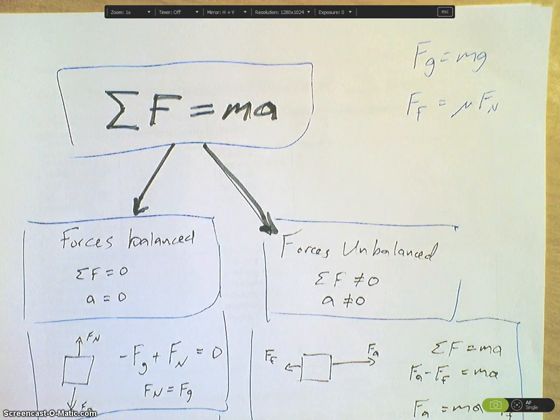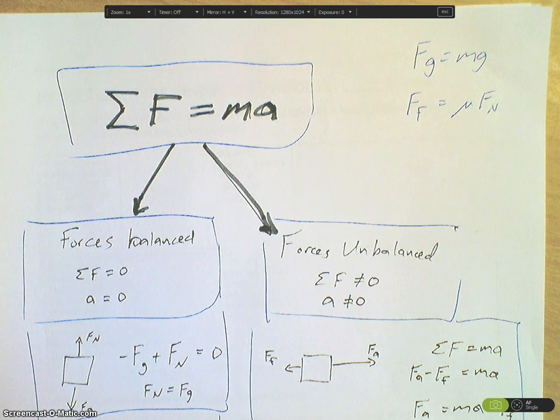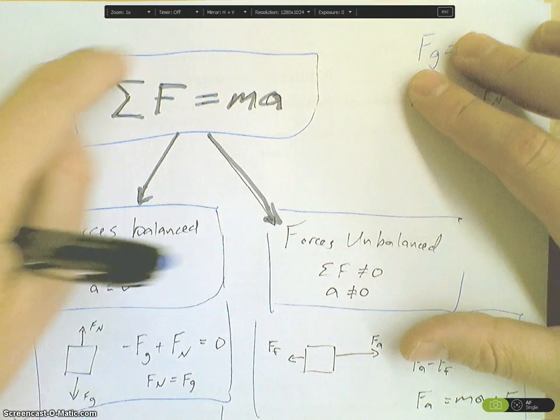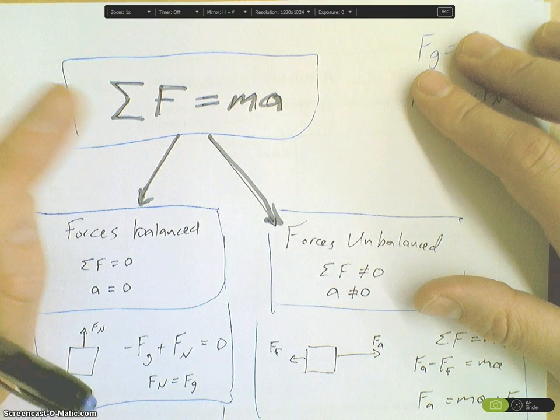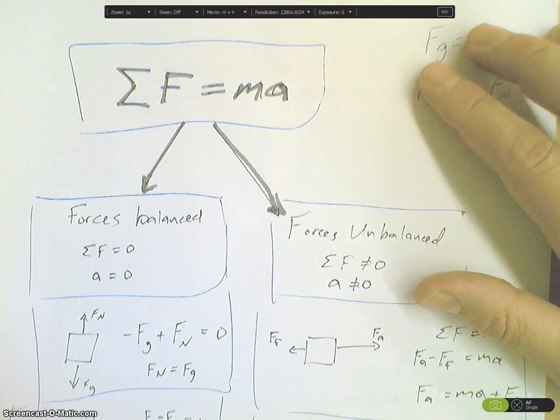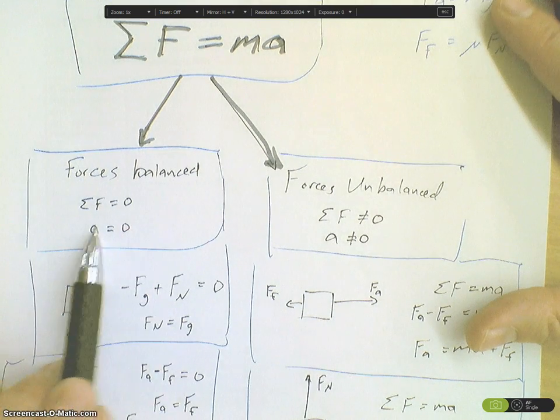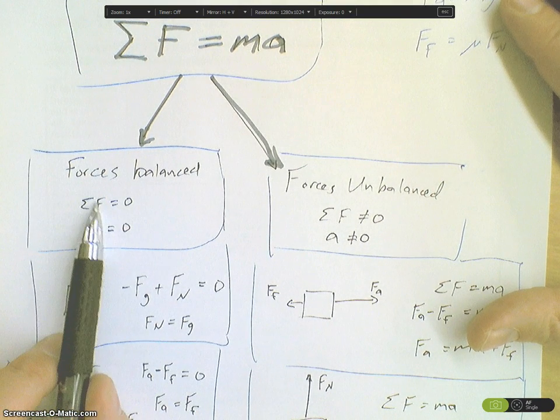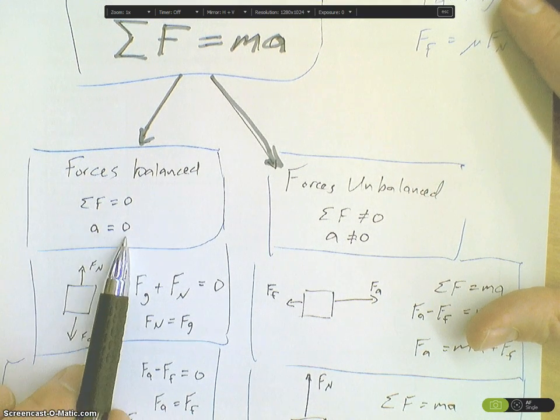Another way of saying it is if an object is stationary or moving at constant velocity, the net force on it must be zero, or all the forces acting on it must be zero. So Newton's second law: sigma F, the net force, equals ma. If forces are balanced, that means the net force equals zero, and the acceleration is zero.